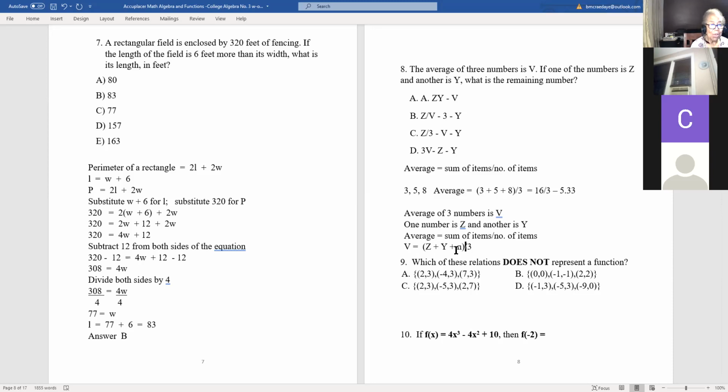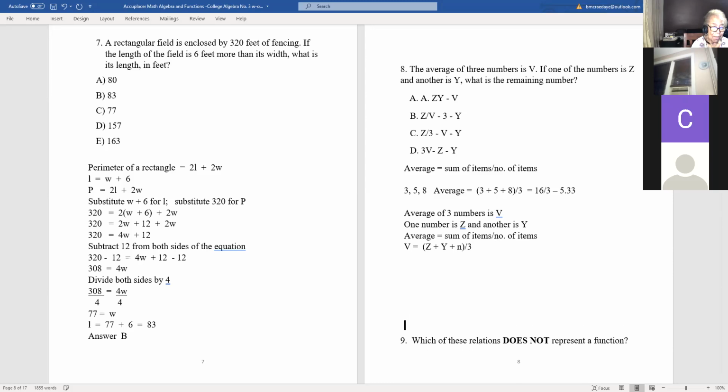Okay. Now, what do I want to do next? What do I do next? Remember, I'm looking for the remaining number N. So what do I do next? Let me just put the 3 under here to make it easier.